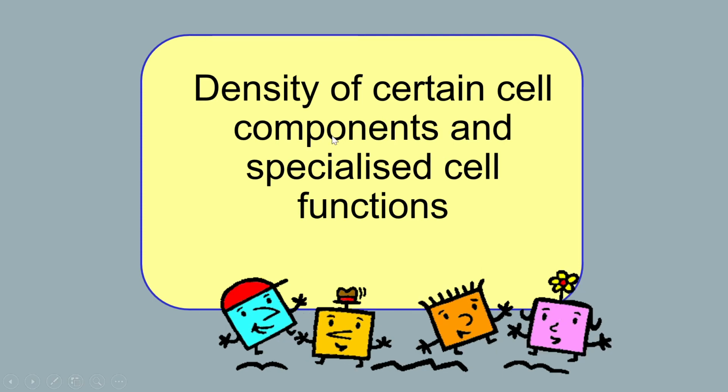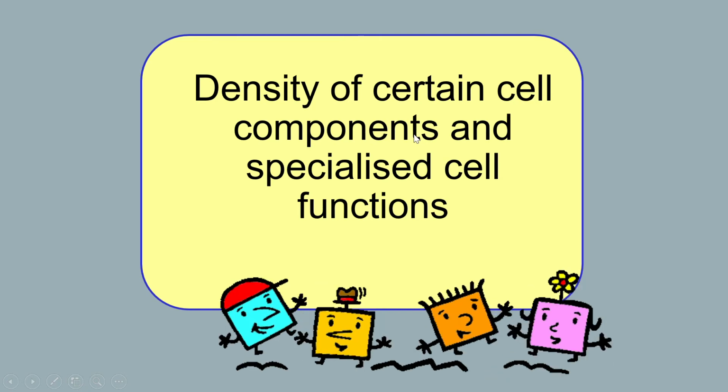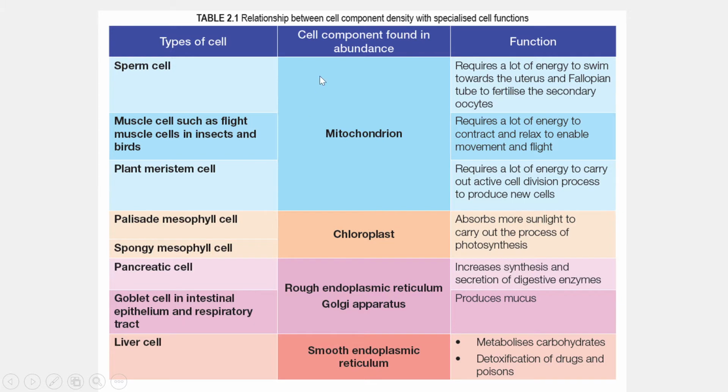Okay, now let's enter into this another subtopic over here. Subtopic: density of certain cell components and specialized cell functions. Density here refers to kepadatan. Cell components to refer to, remember you have learned about ribosome, nucleus, Golgi apparatus. Those are cell components. So kita mau lihat ini di cell components, mereka banyak berada di dalam sel jenis apa?